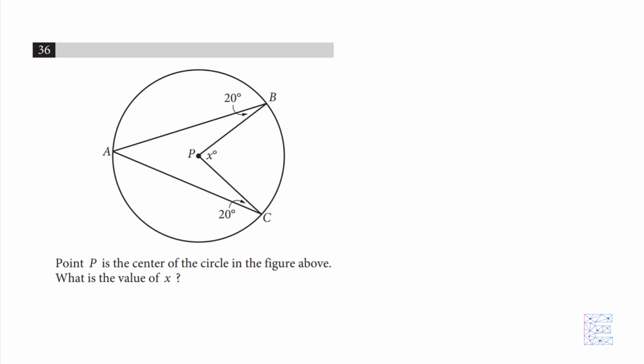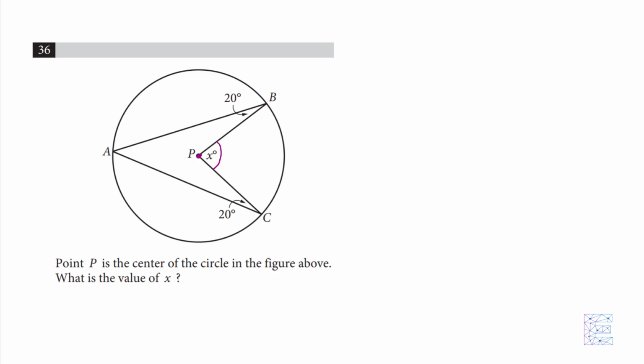Point P is the center of the circle in the figure above. What is the value of x? So x is this angle here. We call this a central angle because it comes from the center. And as with all other geometry questions, to answer this, we have to focus on what's given and try to figure out what concept or theorem or postulate in geometry we can apply to help us solve this.